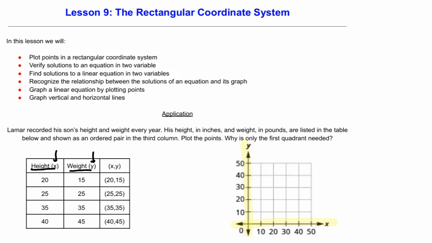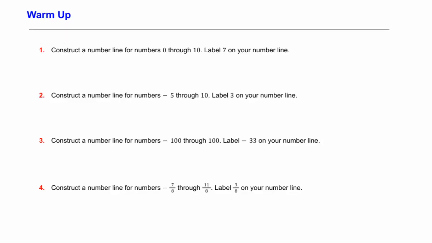Now, because we already kind of suspect that as height goes up, probably the weight will also go up, and as one increases, the other increases, our graph might look something like this. We don't know yet because we don't know exactly what all these numbers mean, but that's just a little bit of a guess. Okay, let's go ahead and do a little bit of warm up and remind ourselves about some number lines first.